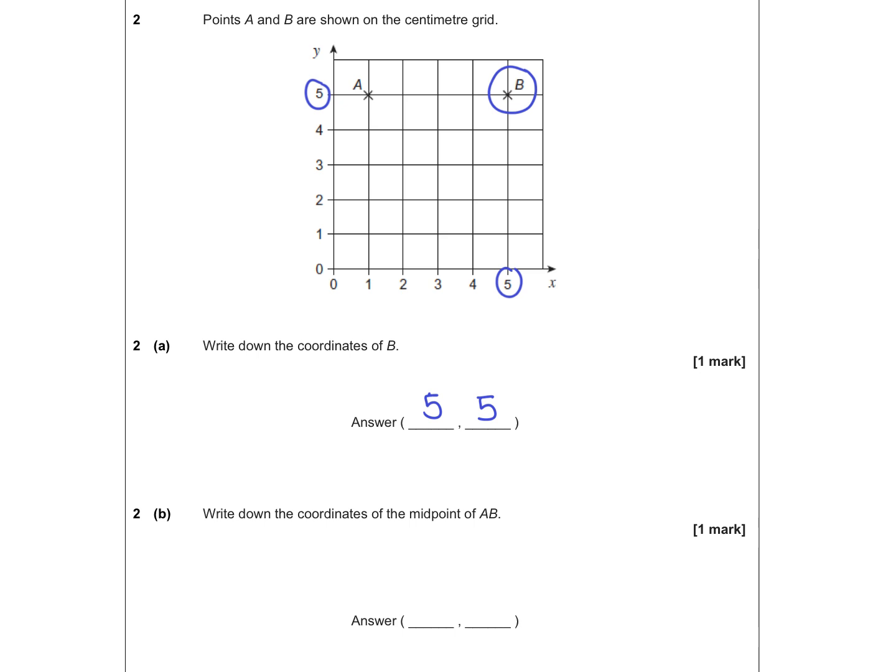So they want to know what is in the middle of A and B. So here's A and here's B. Now this one is quite nice because you can just look at it and notice that this is the exact middle, which is 2 squares away from there, and 2 squares away from there. So here is our midpoint right there, and that is 3 across and 5 up. So 3 and 5 is going to be our answer.